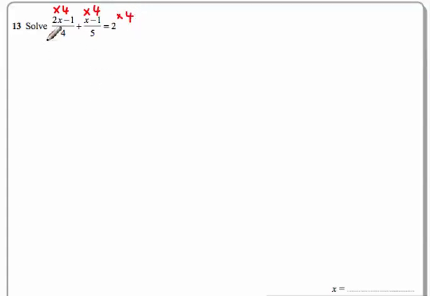So we end up with, in this case, these two will cancel out, won't they? So we'll end up with 2x minus 1 equals, sorry, let's just get that right. 2x minus 1 here, plus 4 times this, so that's 4 times x minus 1 over 5.